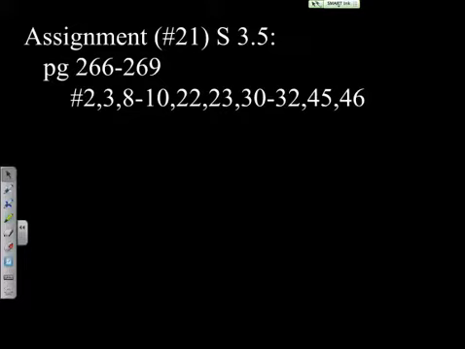So our assignment, back to the PowerPoint, the assignment is for section 3.5 and it's on pages 266 to 269. So go ahead and take a look at those. The graphing and the finding maximums and minimums, you can get started on those, and again, you'll have time to work on those during class tomorrow.